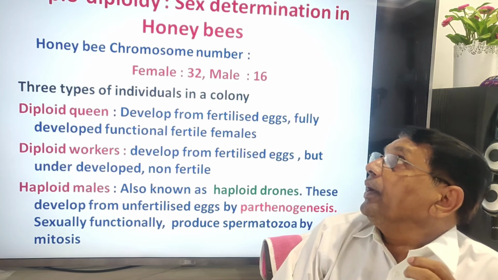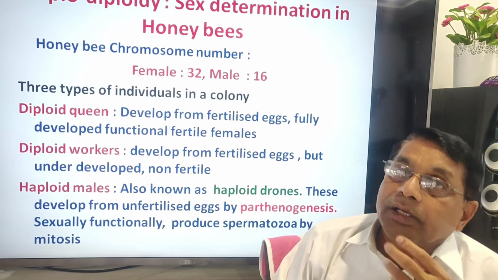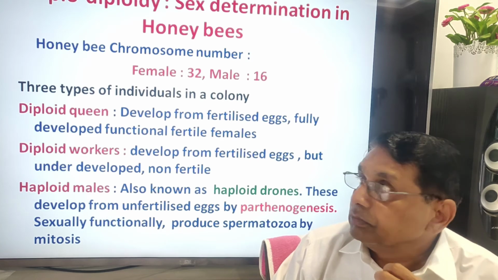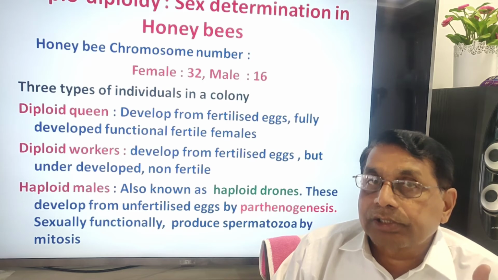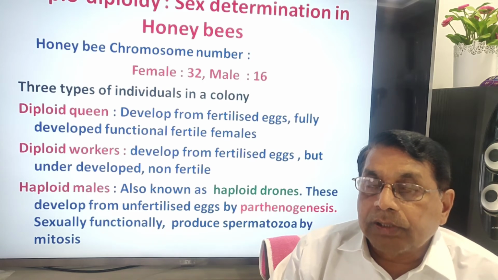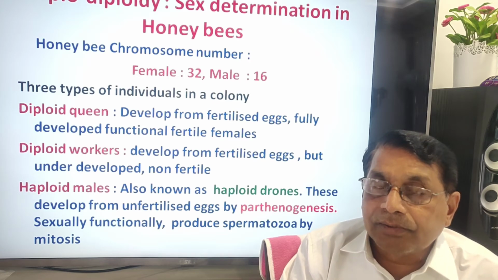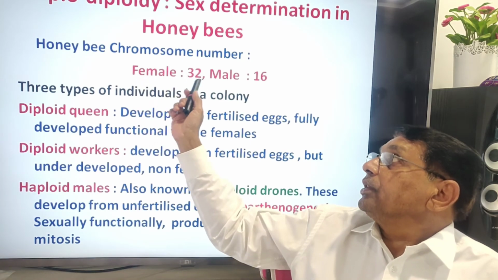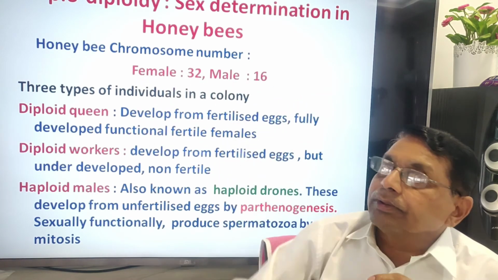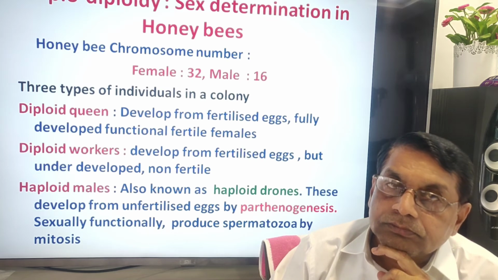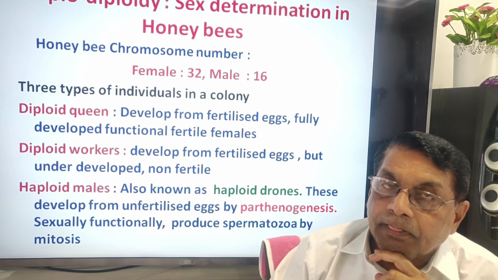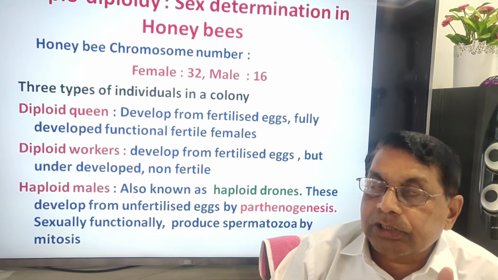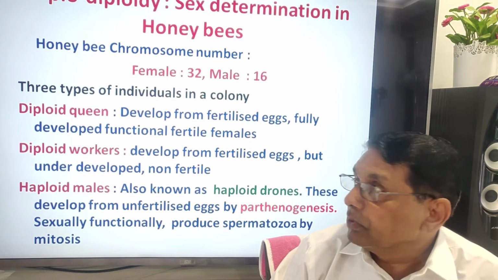Then haplodiploidy sex determination in honeybees. Honeybees colony, they are social insects. Altogether, different types of insects live as a colony. Chromosome number, female 32, male only 16. Important, remember. In honeybees, females diploid 32, males only 16, half of the chromosomes.